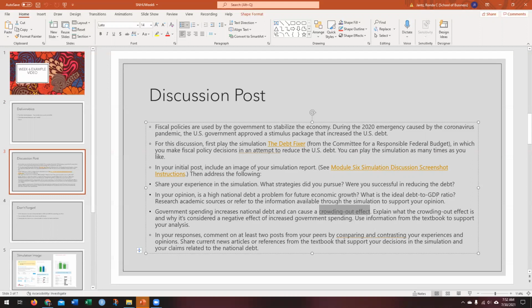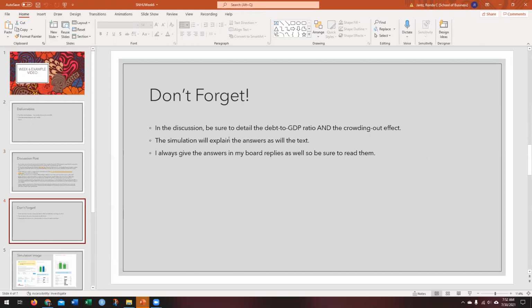And then in your responses, compare and contrast your experiences and opinions with those of your classmates. Share current news articles, things like that. Do not post the same posts to 2 different people. Yes, I do read your replies, and you must post 2 different things. So putting someone else's name on it is not going to be sufficient to get to that proficient level in the grading rubric. Don't forget, detail both GDP to debt and then crowding out. The simulation will explain these answers, as will the text.